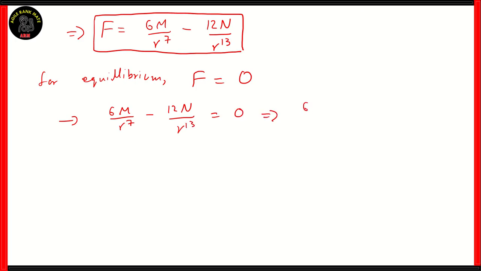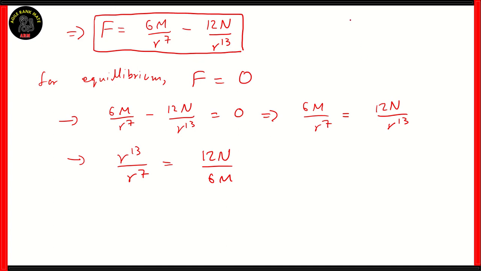Now what that means is 6m divided by r raised to 7 is equal to 12n divided by r raised to 13. When we switch the terms, we will get r raised to 13 divided by r raised to 7. What we did is take r raised to 13 to the left and 6m to the right. Since r raised to 13 is in the denominator on the right hand side, it goes to the numerator. Similarly, 6m goes to the denominator on the right hand side. So r raised to 13 divided by r raised to 7 equals 12n divided by 6m.